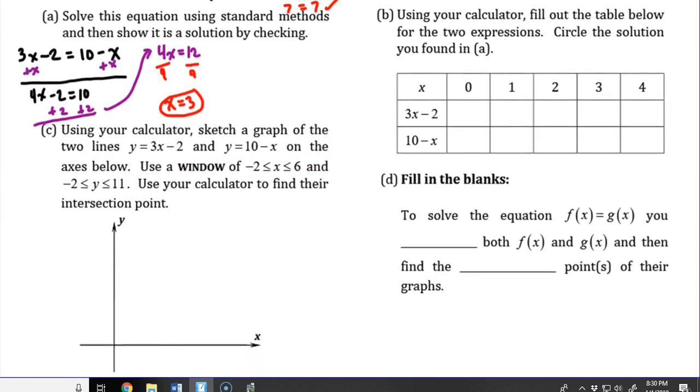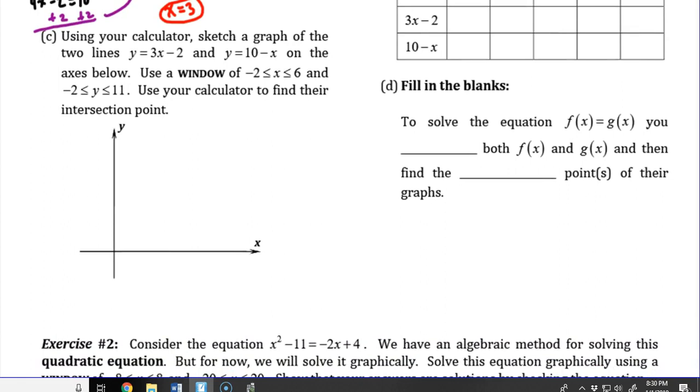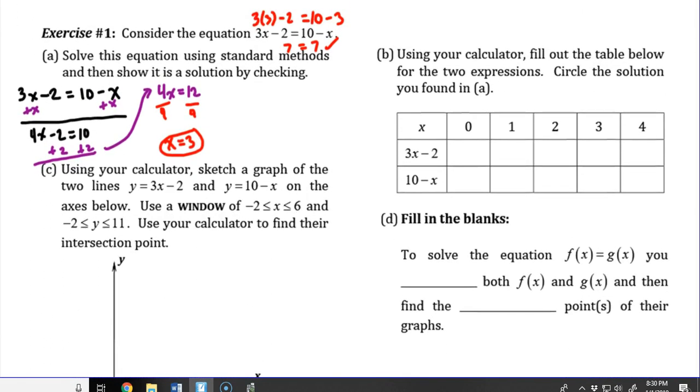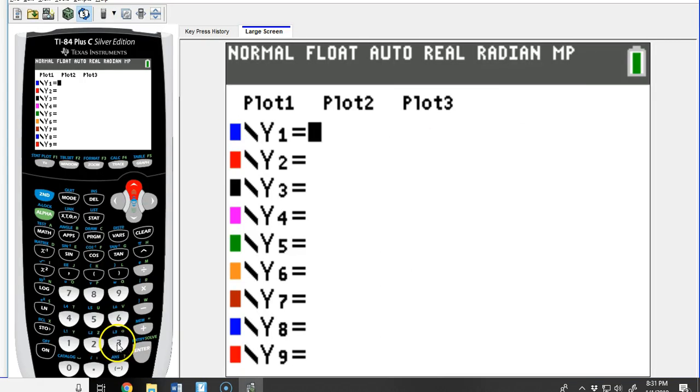Okay, so now that we have in our head what the solution is, we're going to show how we could have solved this using a graphing calculator. Basically, we're going to turn both sides of the equation into their own y equals. So we're going to put into y1 and y2, and we're going to look at the table to get these values. Okay, so in our graphing calculator, we're going to enter 3x minus 2 in our y1, 10 minus x in our y2. Okay, so I'm sort of representing the left and right hand side of the equation.